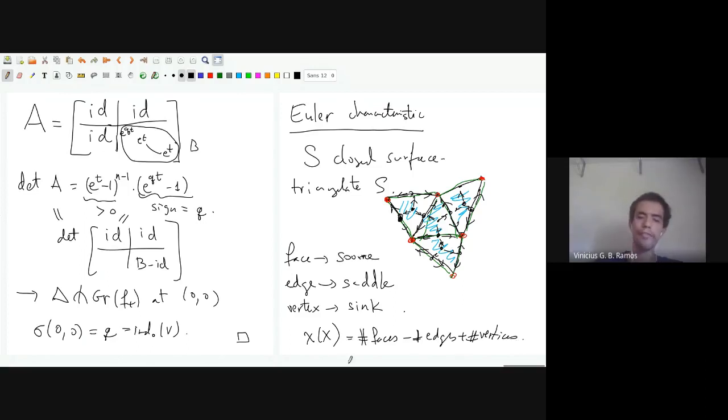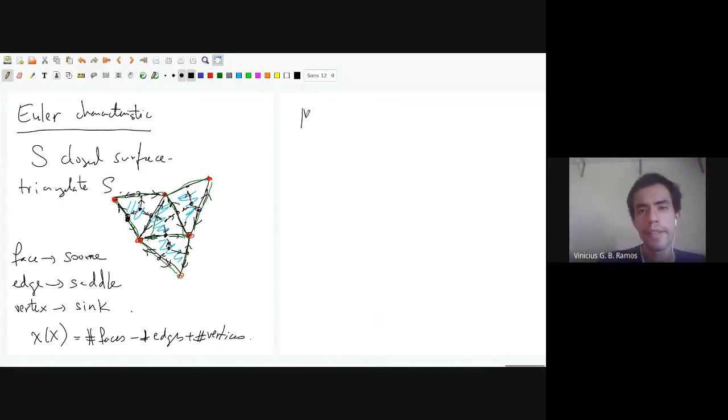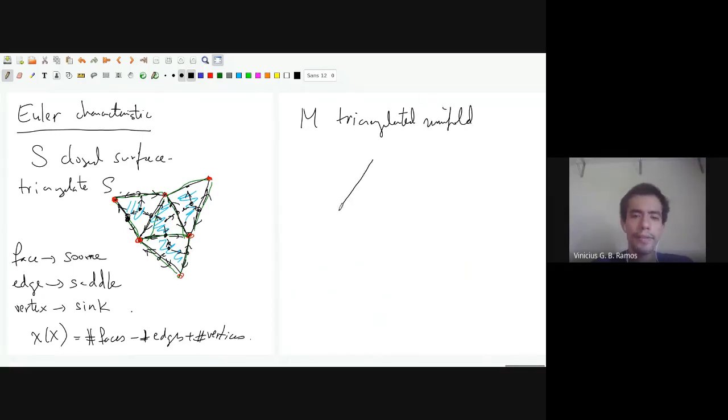And this is probably the classical definition of the Euler characteristic for surfaces. And in higher dimensions, you can do the same thing. If you have a triangulated manifold, it just means that you can split the manifold into simplices of higher dimensions.